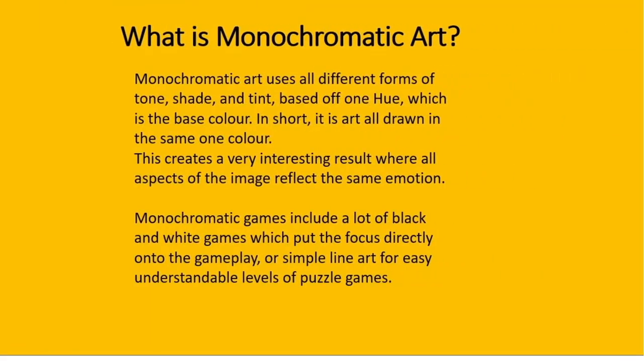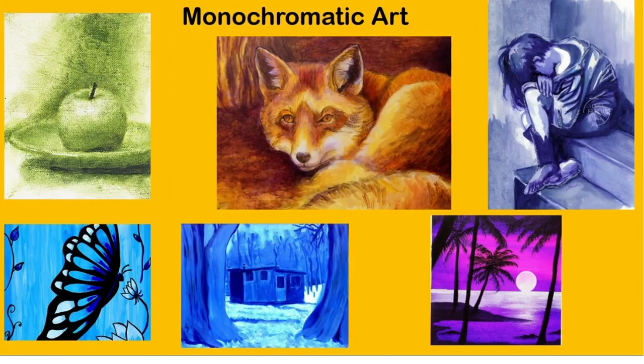Monochromatic art. Monochromatic art uses all different forms of tone, shade, and tint based off of one hue, which is the base color. In short, all the art is drawn in the same one color. This creates a very interesting result where all aspects of the image reflect the same emotion. Monochromatic games include a lot of black and white games which put the focus directly onto the gameplay, or simple line art for easy understandable levels of puzzle games. Here are some monochromatic art examples.